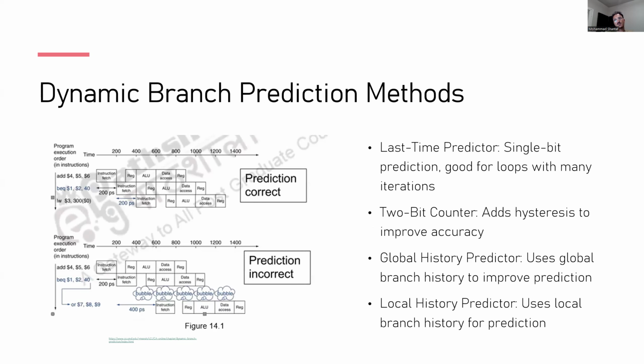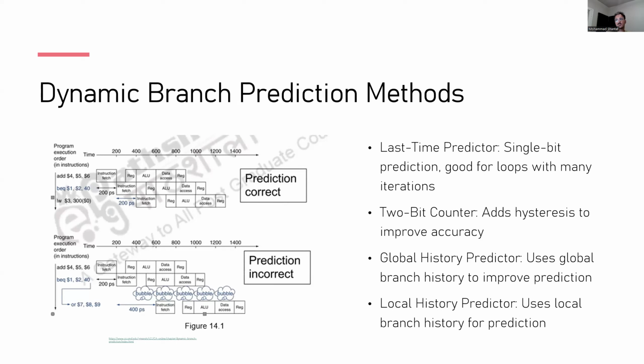Next, we'll talk about dynamic branch prediction methods. There's a last time predictor, a 2-bit counter, a global history predictor, and a local history predictor. The last time predictor is pretty much like a single bit, and the 2-bit counter adds hysteresis to improve accuracy. The global history predictor uses global branch history to improve prediction. Local history uses local branch history for prediction.